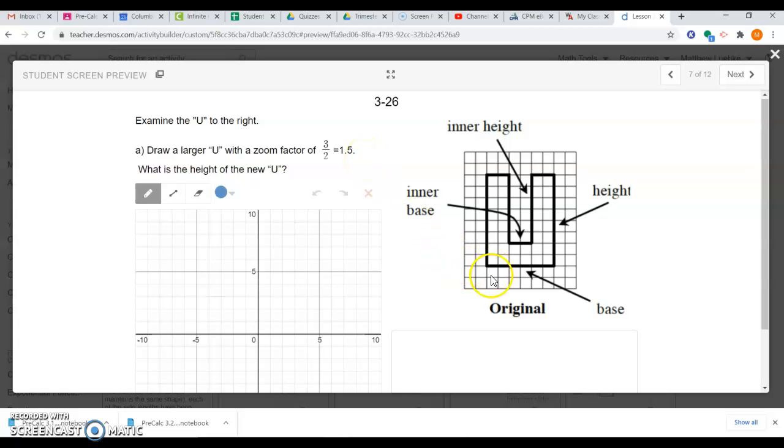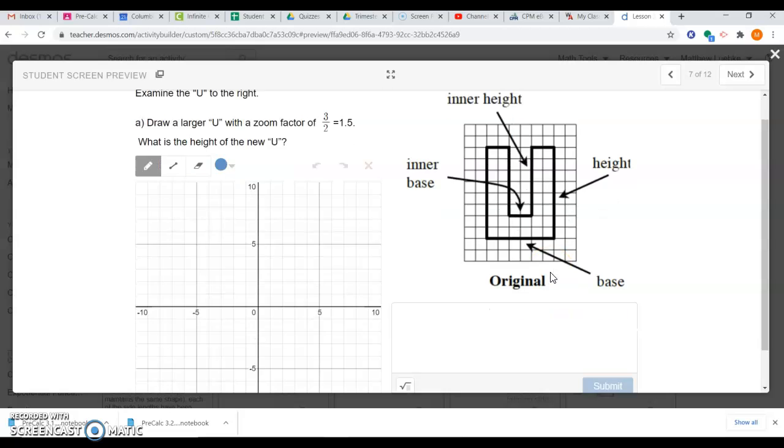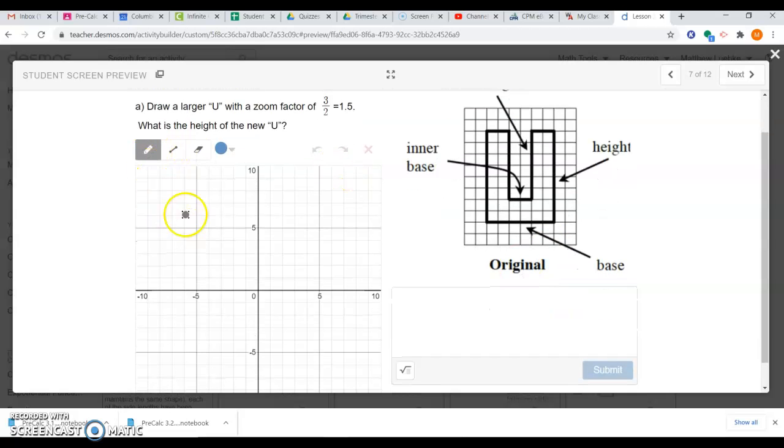So we look here at the base. The base is 1, 2, 3, 4, 5, 6 units long. I've got to increase that by 1.5, and that becomes 8 units long. And so if I wanted to do 8 units long, I could do 1, 2, 3, 4, 5, 6, 7, 8, and my new base would be there.